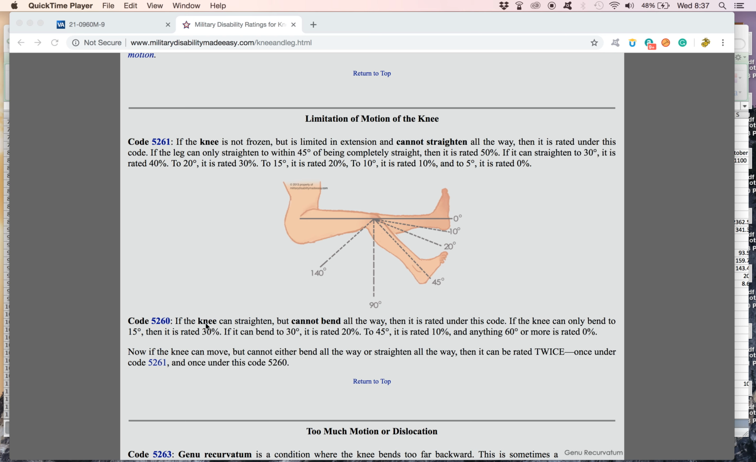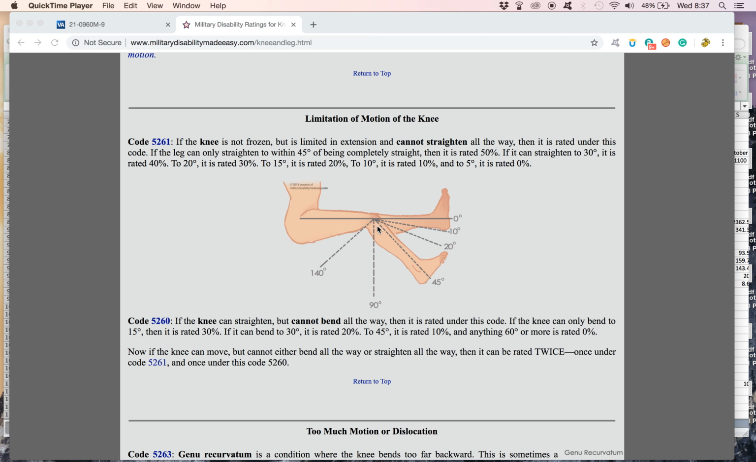Now, if the knee can straighten but cannot bend all the way, it is rated under this code. If the knee can only bend to 15 degrees, meaning you have straightened it out and you can only go down 15 degrees, then you're at 30%. If it can only go down to 30 degrees, you are at 20%. And if it can only go down to 45 degrees, you are at 10%.